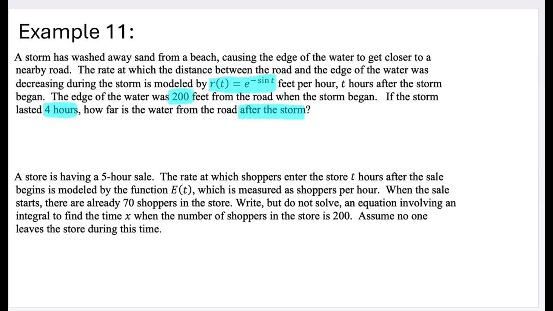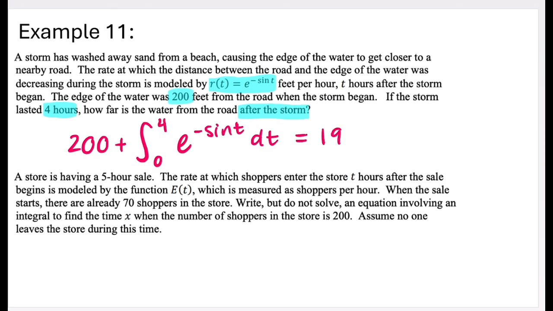So we want that ending amount, ending position. So we're going to start with our starting position, so that's 200. And then we're going to add, from 0 to 4 hours, because that's how long the storm lasted, the integral of e to the negative sin t dt. And this you're just going to put into the calculator, and you will end up with 196.937 feet if you type that in. So that is going to be how far the water is from the road after the storm. So it started 200 feet, and now it's at 196.937. So you're losing distance there, so the water's getting closer to the road.